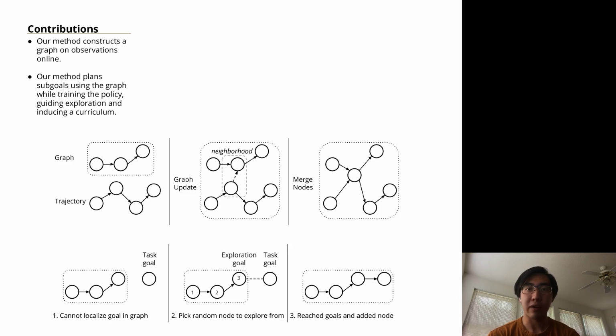So our method constructs a graph on observations online and plans subgoals using the graph while training the policy to guide exploration and induce a sort of curriculum wherein the policy must reach subgoals planned before attempting the final task goal. Here we also show some diagrams of our method.